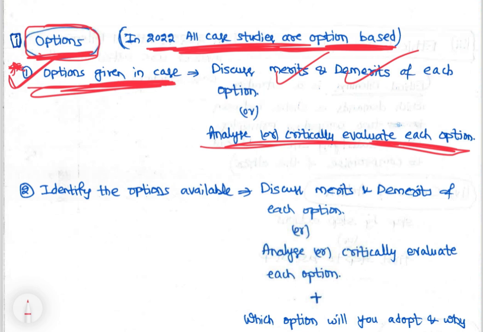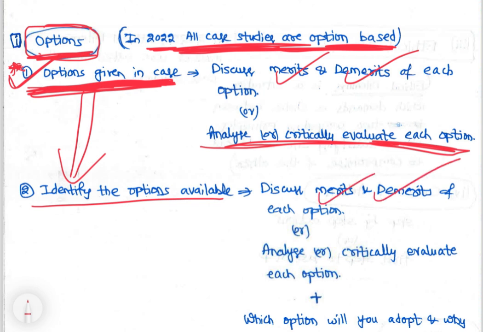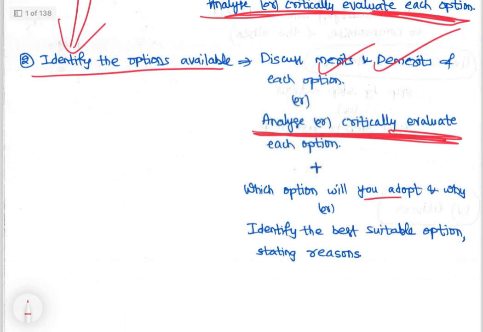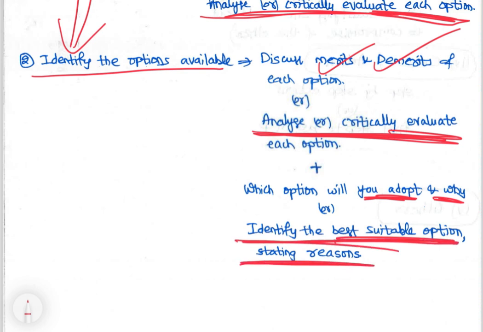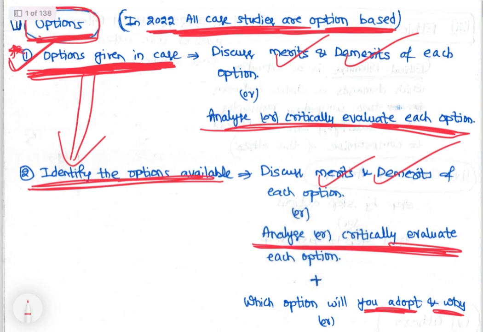Then there is identify the options available. Unlike the previous type where options are given, here options are not given. You need to find out your own options. You need to think and write your own options available in this case, and then write merits and demerits of each option, or analyze or critically evaluate each option, or say which option you will adopt and why. Identify the best suitable option, stating reasons. So this is the option based type of case studies.